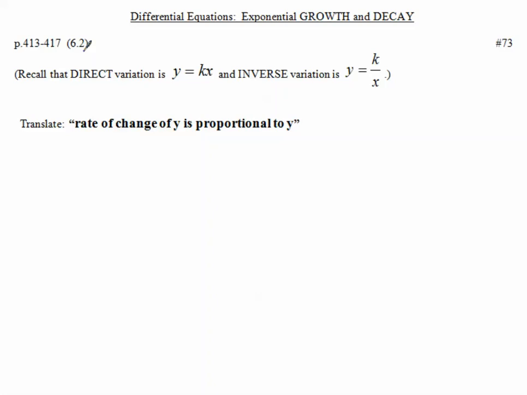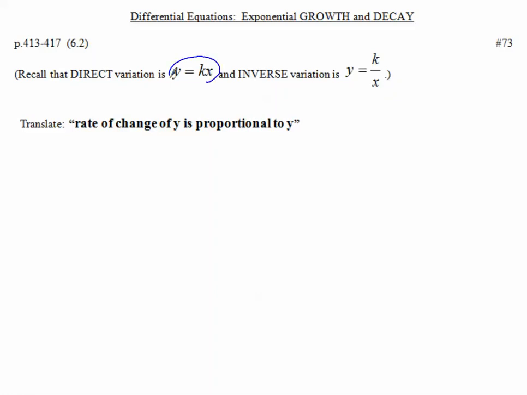In section 6.2, our goal is to solve differential equations and apply them to real-life problems. We want to be able to use exponential functions to model growth and decay. Recall that direct variation is written as y equals k times x if y and x vary directly. Inverse variation is y equals k over x if y and x vary inversely.